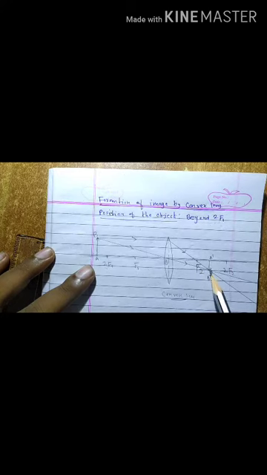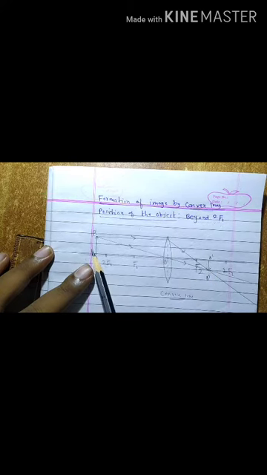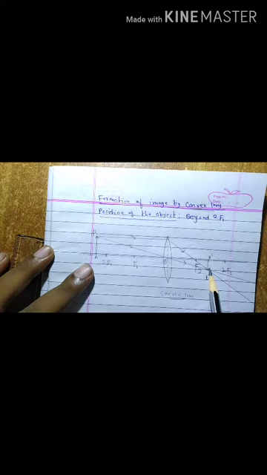Where is the image forming? The image is forming in between f2 and 2f2, right? And what will be the size of the image? It is smaller as compared to the object. Suppose the object is 5 centimeter, then the image may be 2 centimeter or 3 centimeter. This is smaller in size, right?